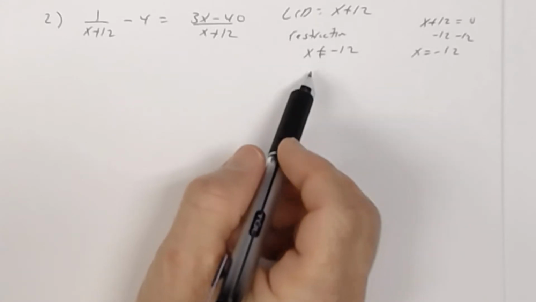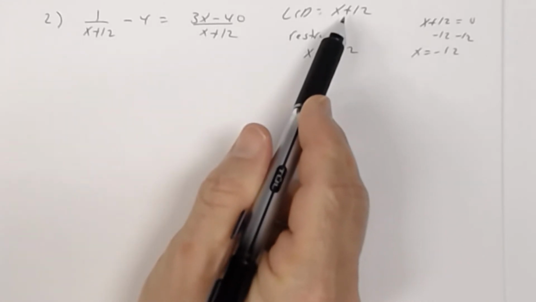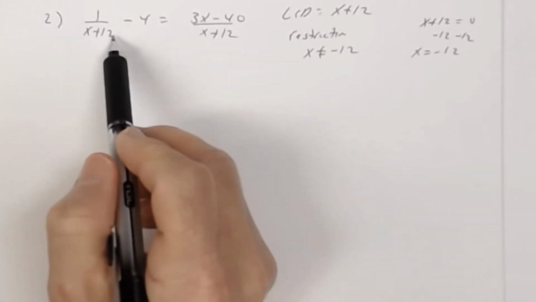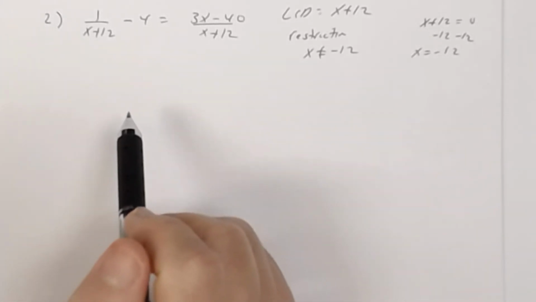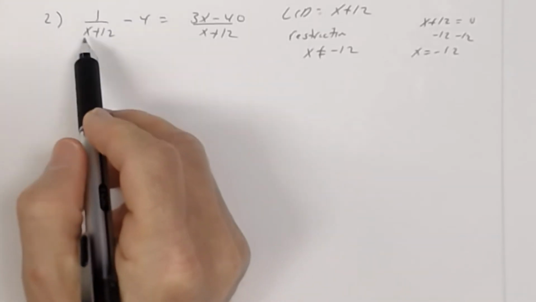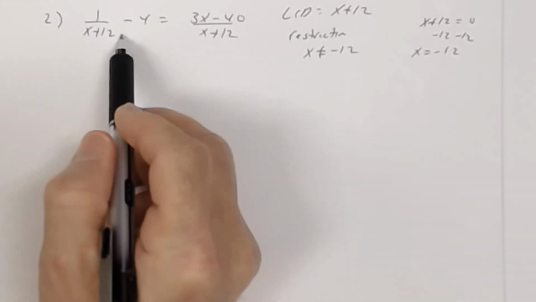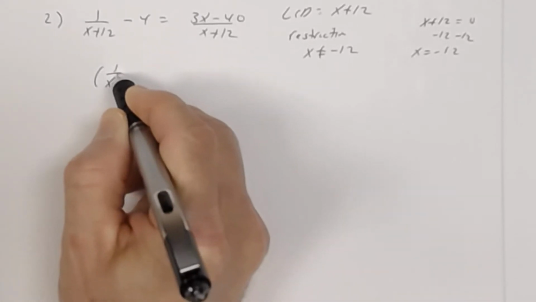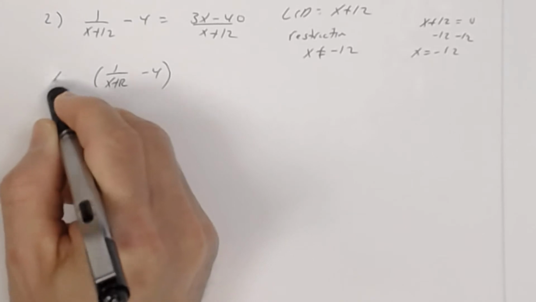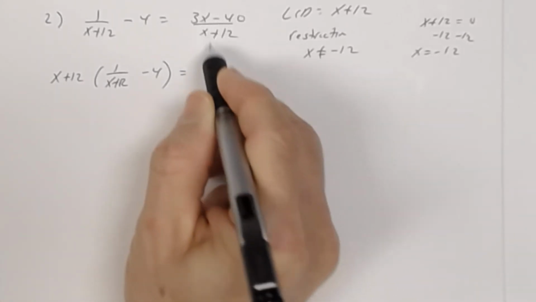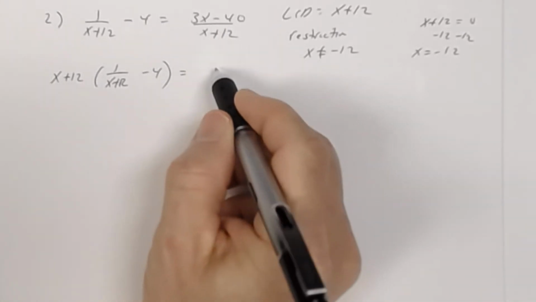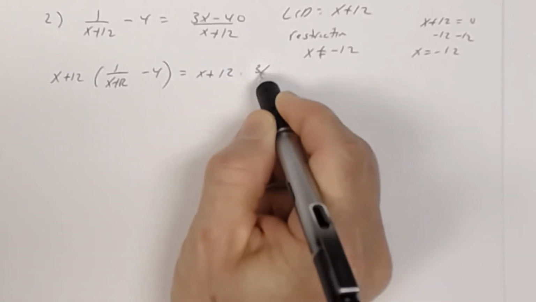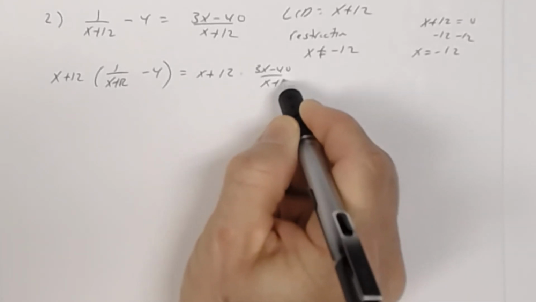Okay, now once you find these, let's go ahead and multiply both sides by the least common denominator to clear those fractions. You want these denominators to be factors of 1. So notice that on the left-hand side, there are two terms here, two fractions. Let's put them in parentheses. 1 divided by x plus 12, minus 4. And we're going to multiply by x plus 12, equal, and the same thing here. Now notice that since that's just one fraction, let's go ahead and not put that in parentheses. So 3x minus 40 divided by x plus 12.